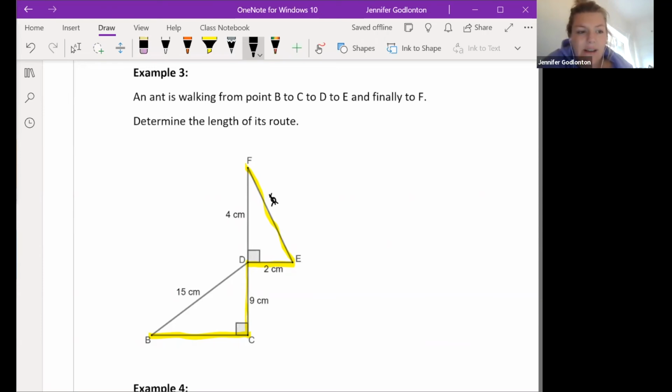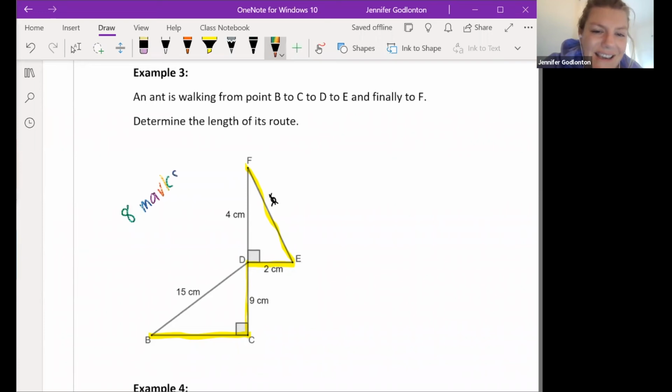Now, in order to do that, you're going to have to work out 2 different things, and then you're going to have to do some adding. So in total, what am I going to give you for this question? I'm going to give you 8 marks for this question.